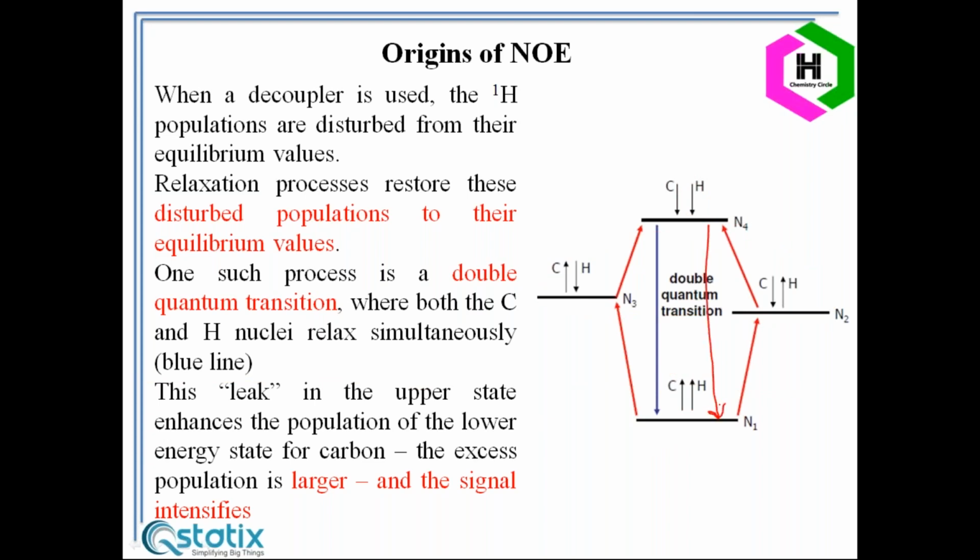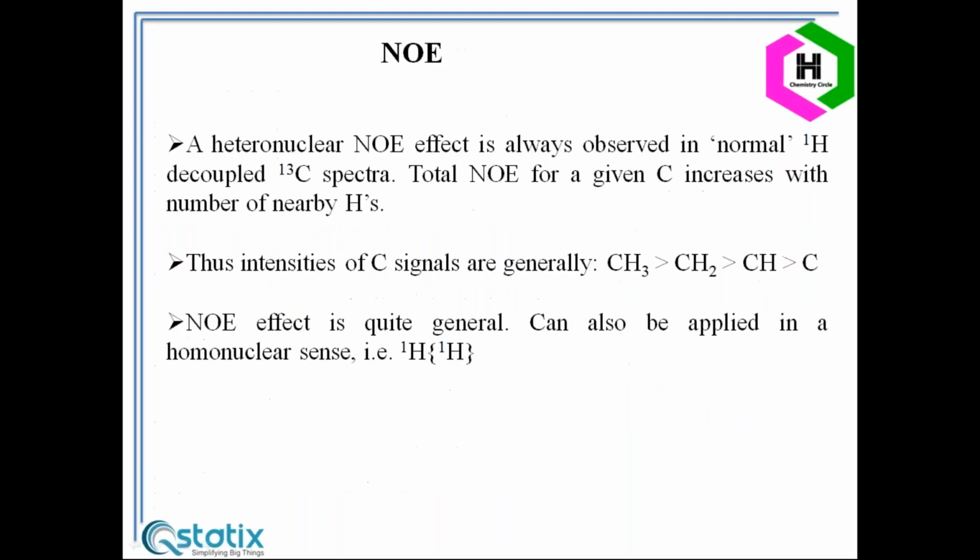At that place, when it comes back to the lower energy state, the hydrogen population, the number of hydrogen nuclei, will be higher here. And during the relaxation, this population is going to increase the intensity of the carbon. So this is the main process that occurs here.